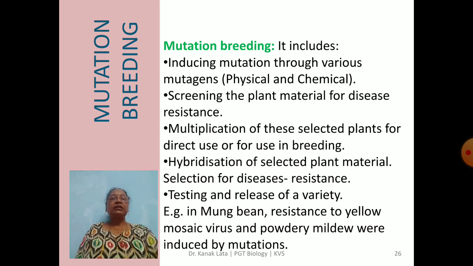First we have to select plant material, then multiplication of these selected plants for direct use or for use in breeding. Now next is hybridization of selected plants, then selection for disease resistance, and again at the last testing and release of a variety. These are the common steps in every breeding. For example, in mung bean, resistance to yellow mosaic virus and powdery mildew was induced by mutation.